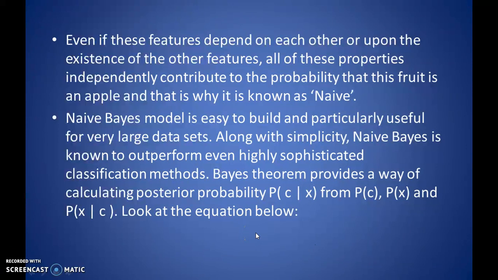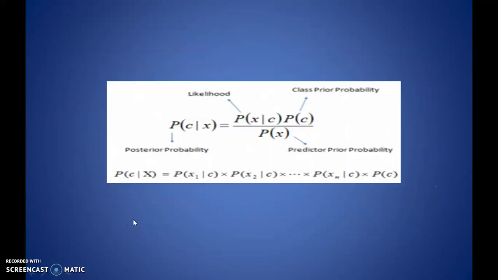This theorem provides a way of calculating the posterior probability, P(C|X), from P(C), P(X), and P(X|C). Look at the equation below. So let's see this equation. P(C|X), the posterior probability, is equal to the likelihood times the class prior probability, divided by the predictor prior probability.